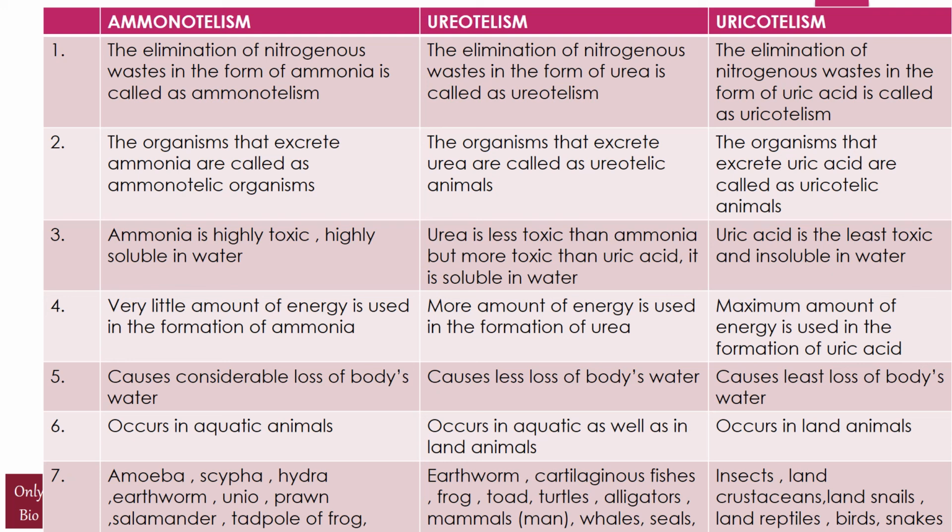Point number 6. Ammonotelism occurs in aquatic animals. Ureotelism occurs in aquatic as well as in land animals. Uricotelism occurs in land animals. Point number 7 are the examples. For ammonotelism, we have amoeba, sycon, hydra, earthworm, unio, prawn, salamander, tadpole of frog, and bony fishes. The examples for ureotelism, we have earthworm, cartilaginous fishes, frog, toad, turtles, alligators, mammals, whales, seals, etc. And the examples for uricotelism, we have insects, land crustaceans, land snails, land reptiles, birds, and snakes.